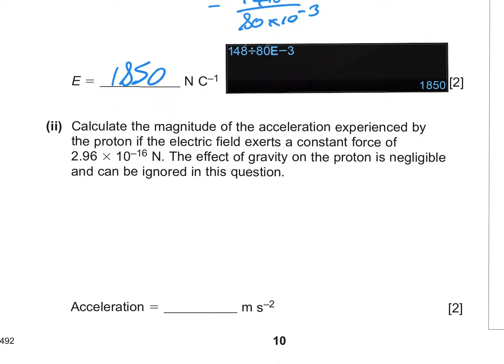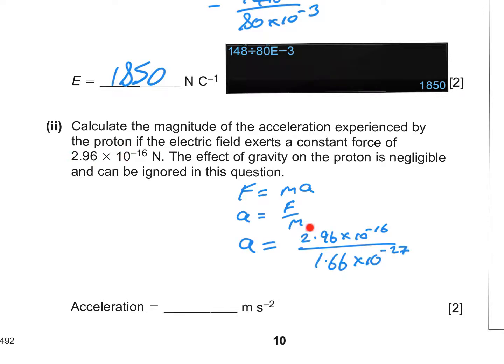Part 2: calculate the magnitude of the acceleration experienced by the proton if the electric field exerts a constant force of 2.96 times 10 to the minus 16 newtons. The effect of gravity on the proton is negligible and can be ignored. This is just Newton's second law, so F equals ma, and a is going to be F over m. What we need to go with this force is the mass of the proton, which we can get from the formula sheet.